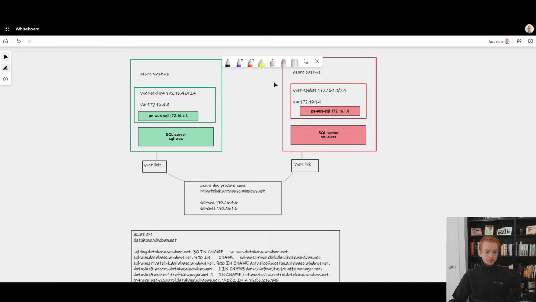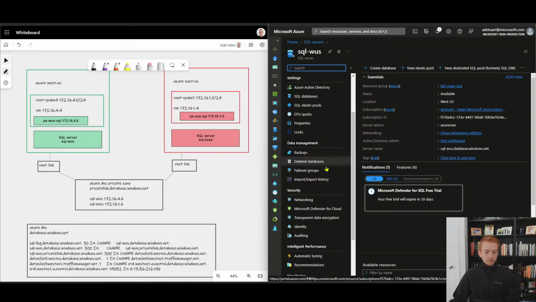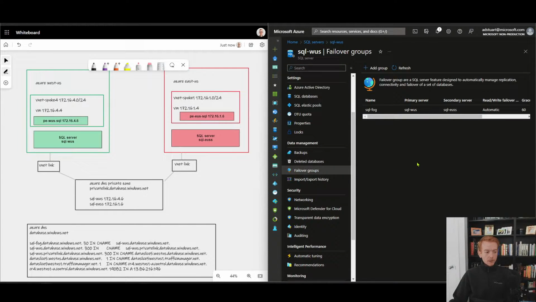So this is our topology. We've got two regions, West US and East US. Inside of each of those regions, I've got a SQL server: SQL-WUS over here in West US, and SQL-EUS over here in East US. You see the two resources here. And inside of those servers, when I click on the primary Azure SQL server, you see I've set up a failover group. This is the mechanism that SQL uses for failover between Azure regions. And I've called it SQL-FOG, for failover group.